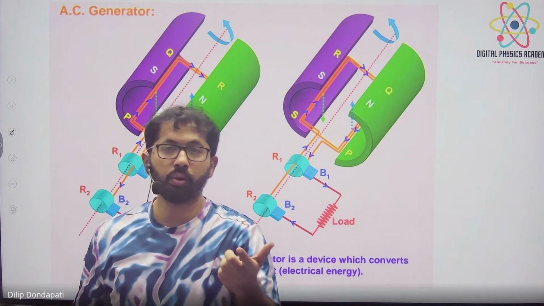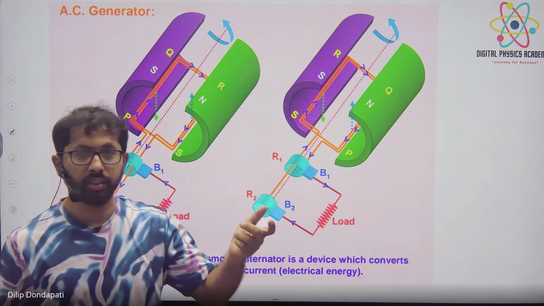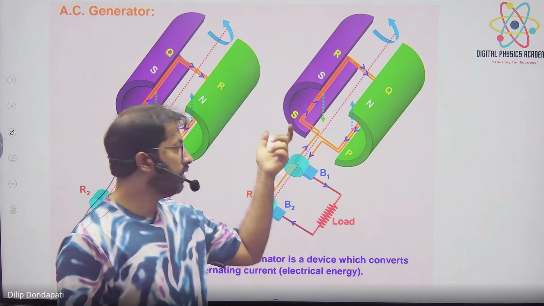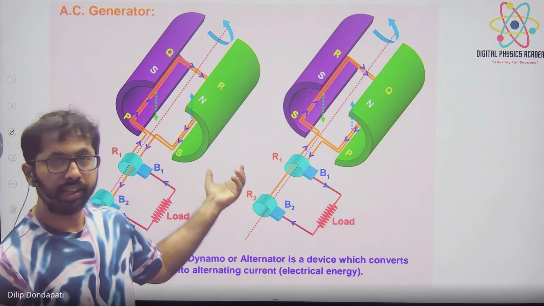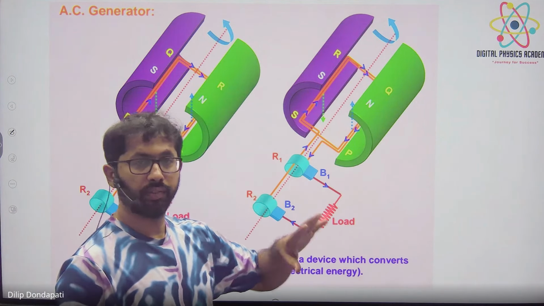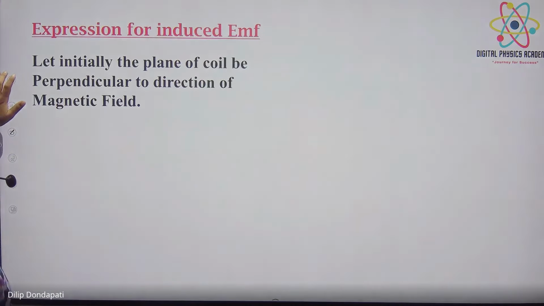So what did Faraday say? Whenever there is a change in flux, the EMF will be induced. And if it is a closed circuit, the current also will be induced. Okay, that is the principle. We are getting that current only by changing the flux lines. Okay, so now we will learn the derivation of this.